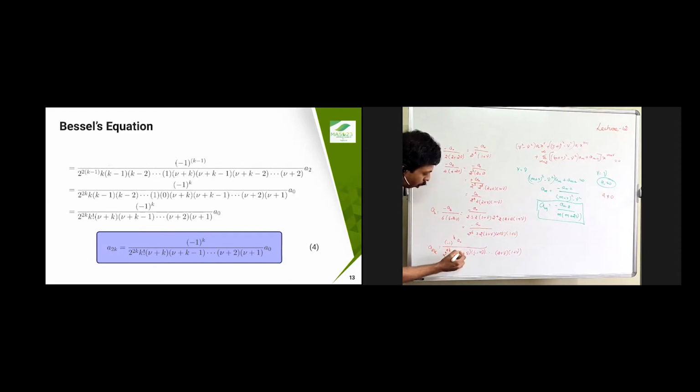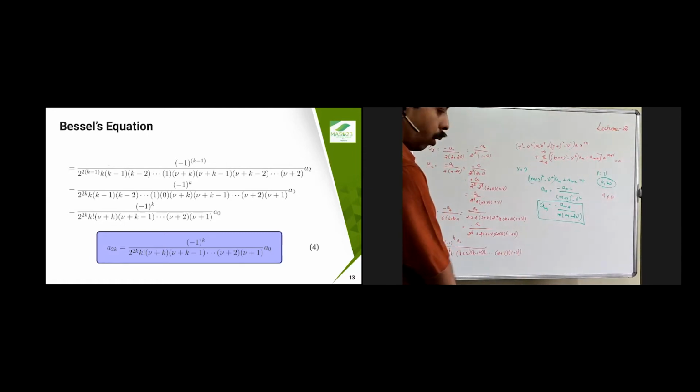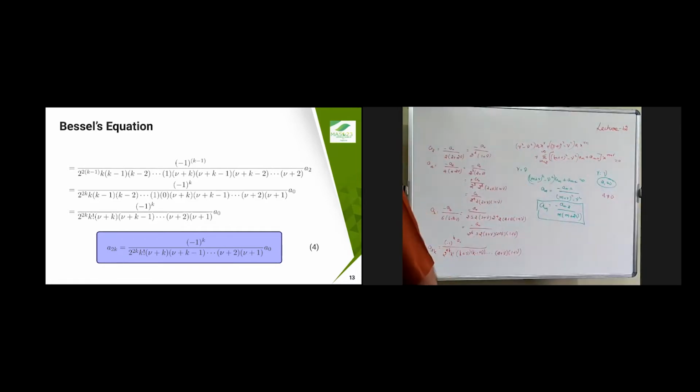Okay, so this is going to become like (k+ν)(k−ν)(k−1+ν), etc. So that's what I got: 2^(2k), (ν+k)(ν+k−1), etc., (ν+2)(ν+1), which is going to be 3. Okay, so same thing. I have written it as equation number 4: 2^(2k) into k factorial into this one.